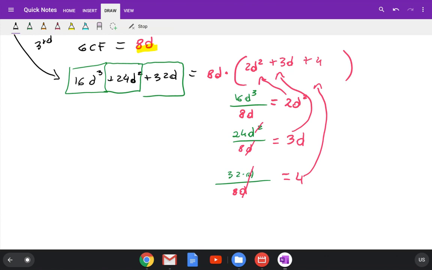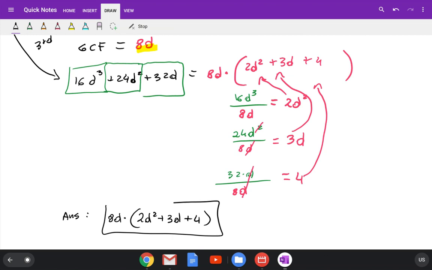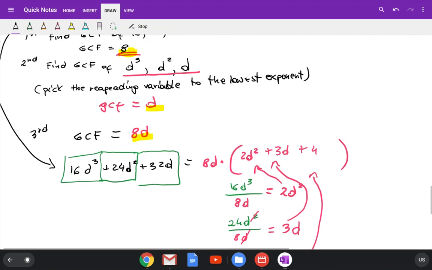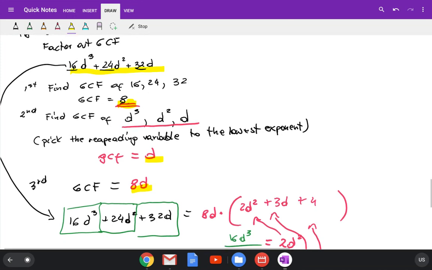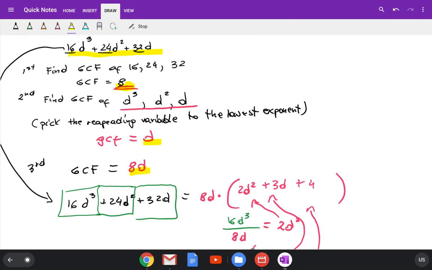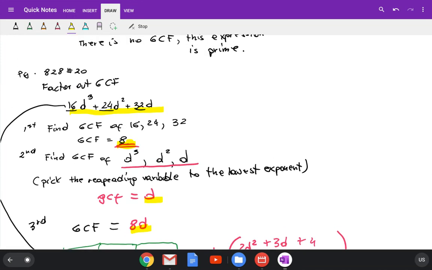And now let's just rewrite it. The final answer is 8d times 2d squared plus 3d plus 4. And of course, you can always check: if you distribute that expression, you should end up with your original problem, which is 16d to the third power plus 24d squared plus 32d, because they are equivalent. Okay, so that was 828, number 20.